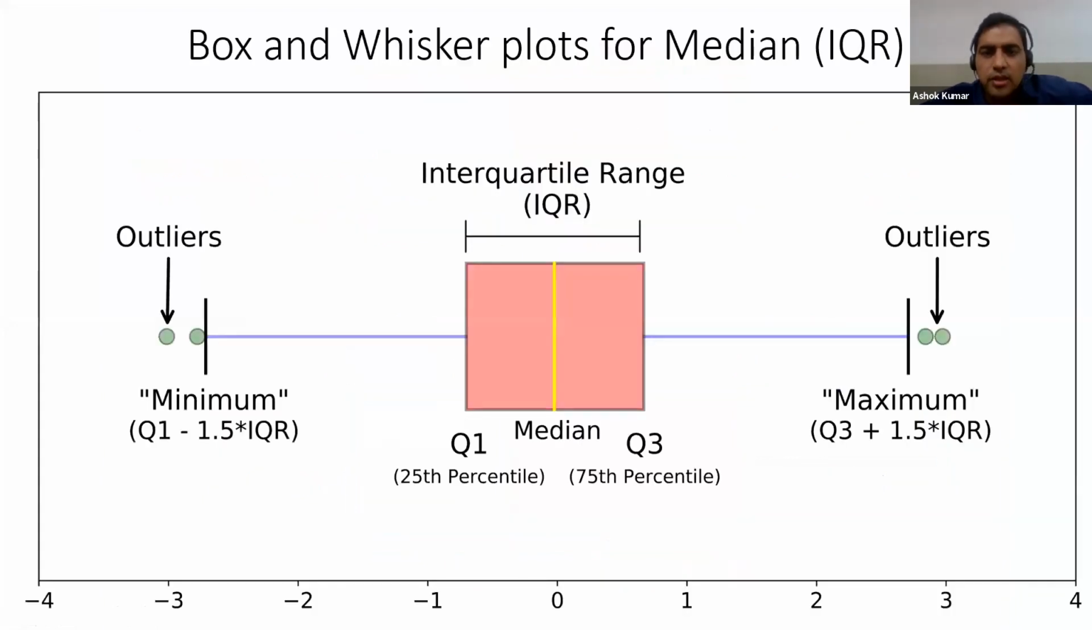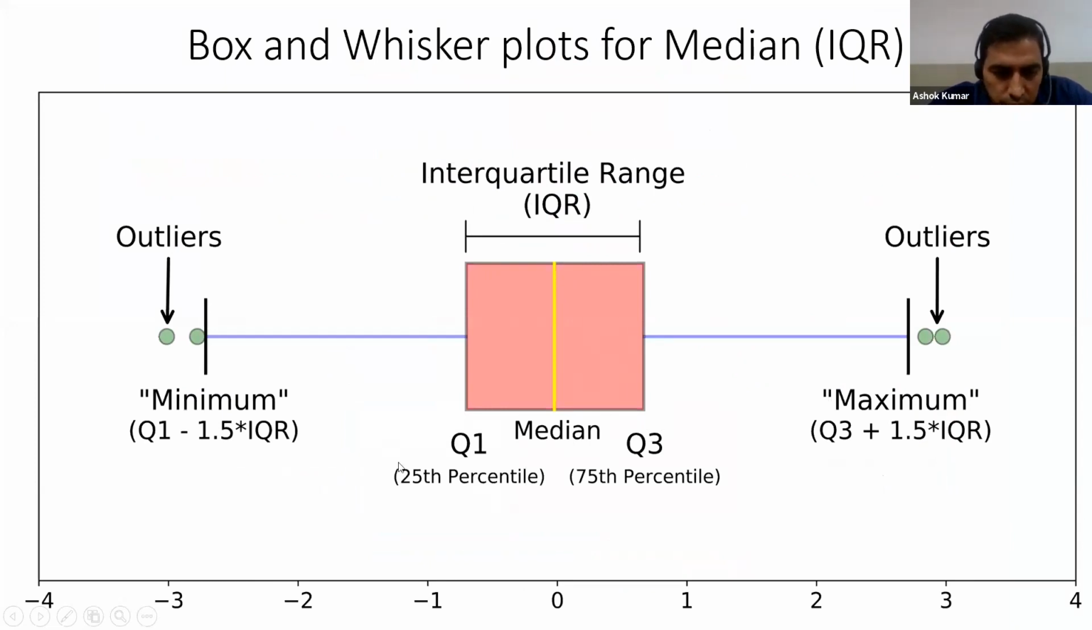So this is an in-depth rectification of this box and whisker plot. You can see this is the median. You can get the median here and here, and this is Q1 and Q3. This is the interquartile range.